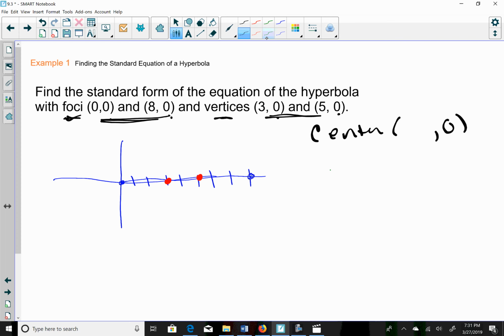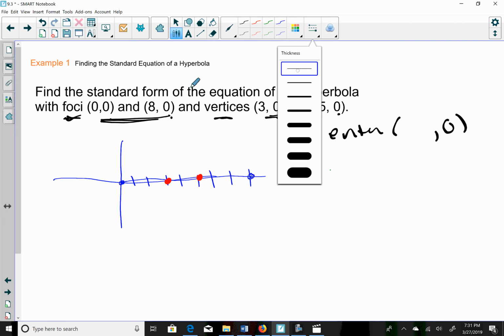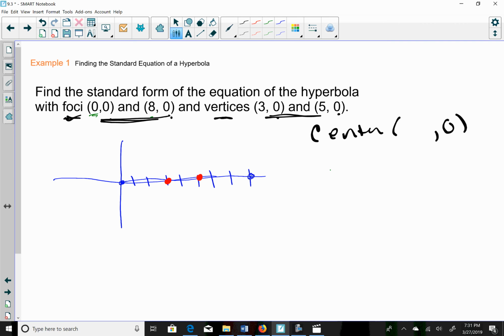I'm going to find the midpoint or the middle between 0 and 8. So I would say 0 plus 8, divide that by 2, 8 divided by 2, and I get 4. So my center is going to be 4, 0. And if I look here on the graph, that makes sense for my center to be 4, 0, because it's halfway between the vertices and halfway between the foci.